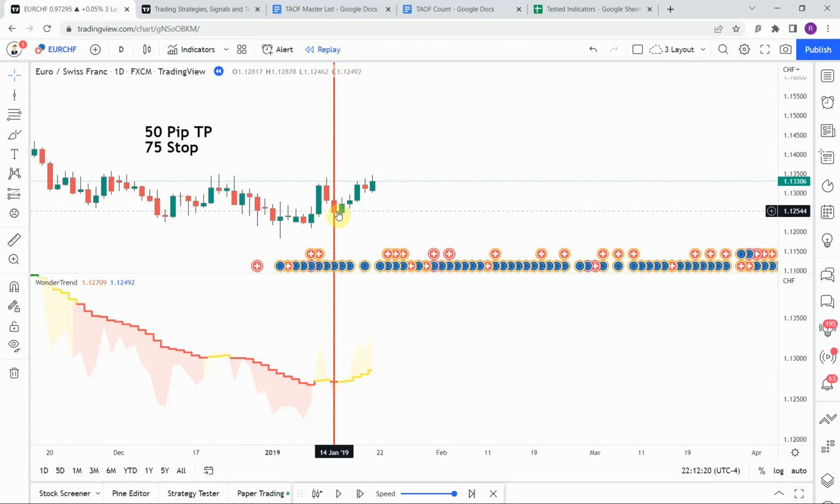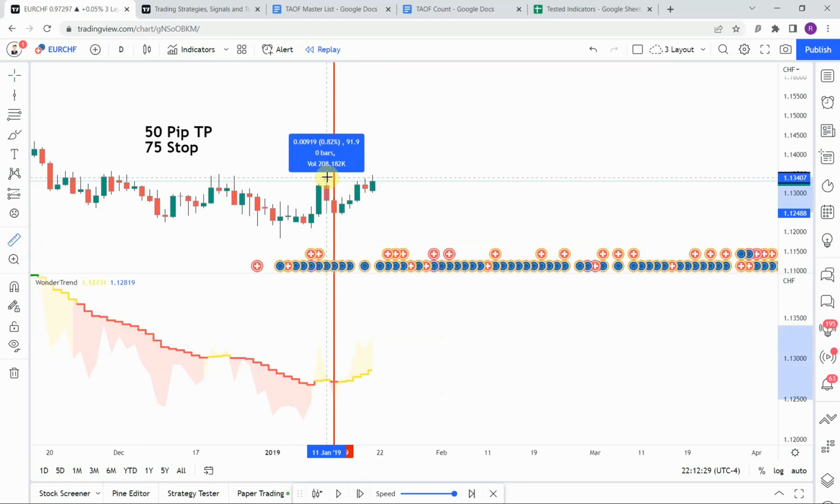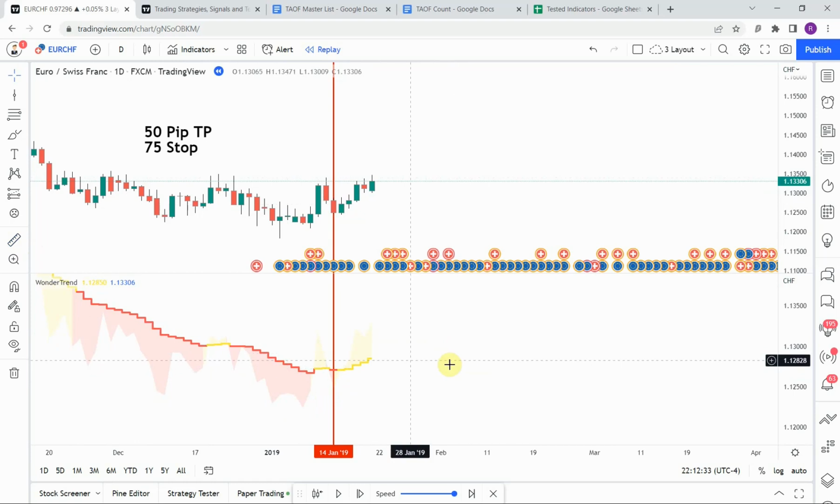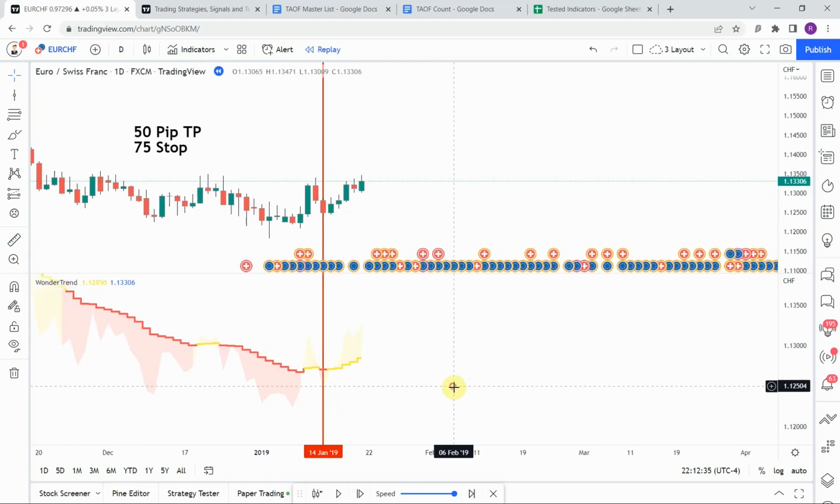Unfortunately though, as soon as we would have entered, we would have gotten a spike back to the upside, which definitely looks like it has stopped us out. Yep, it sure has. So that one would have stopped out there. Let's go ahead and continue on.